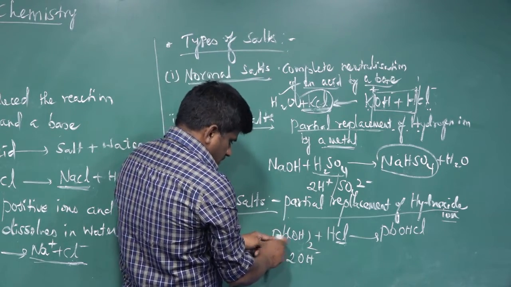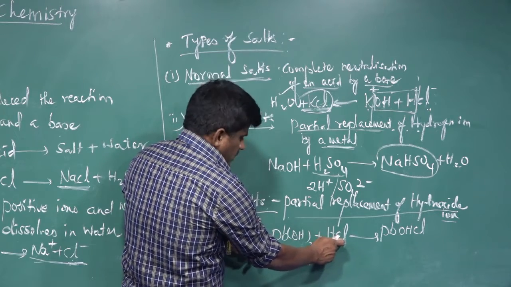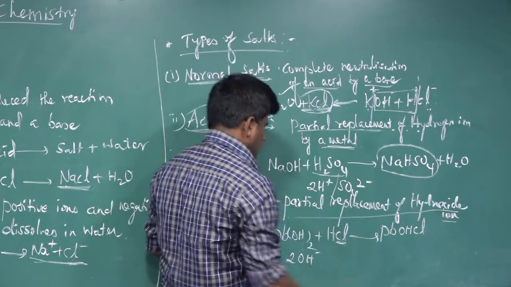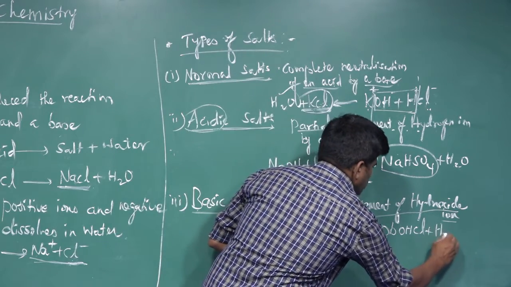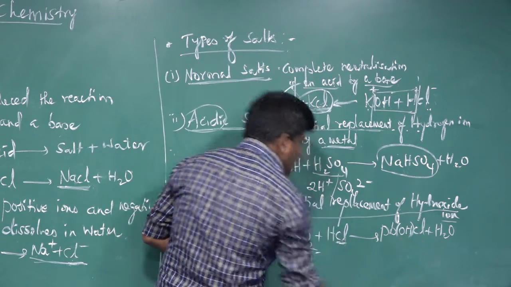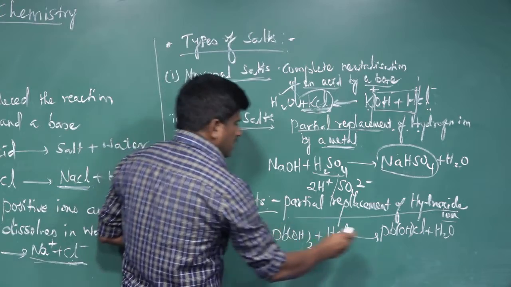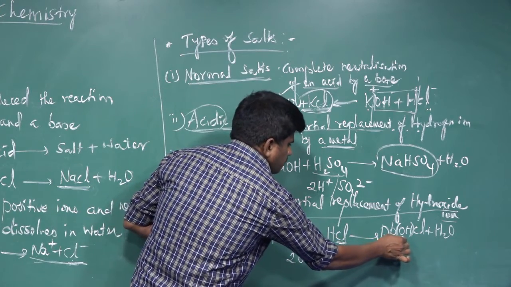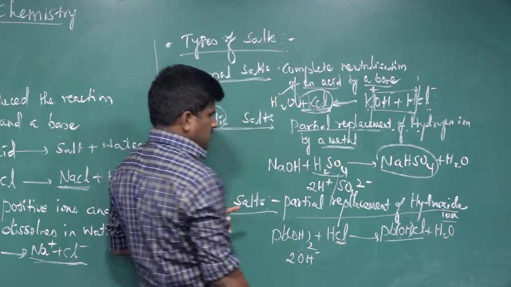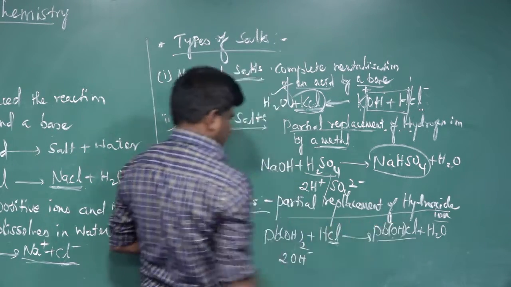Here we take Pb, there is one OH, and this one OH is replaced by the Cl. So what is the product? PbOHCl. The additional product, as you know, is water. This salt, PbOHCl, is called basic salt because here the hydroxide ion is partially replaced. The salt formed is called lead hydroxychloride. The name of the salt is lead hydroxychloride.